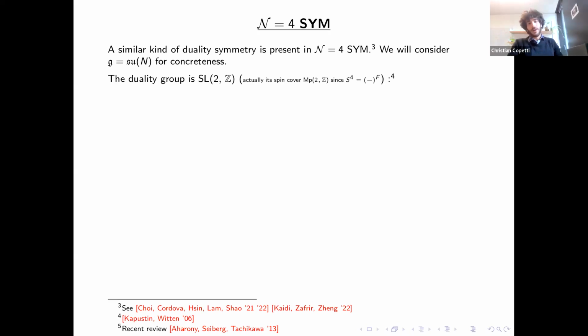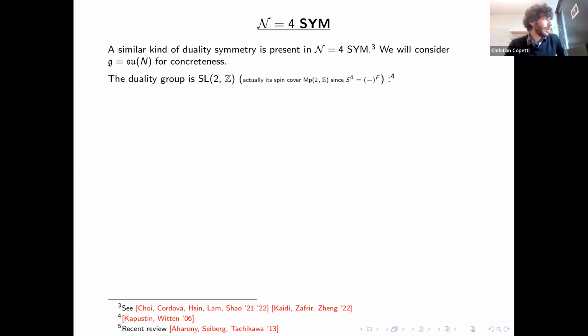You can do the higher ones, and they are quite simple. They are in the paper, but you don't learn much more. So I think SU(2), SU(3) is already enough. Here the duality group, as is well known, is SL(2,Z). Okay, if you are very picky, it's the metaplectic group, because S to the 4th is fermion parity.